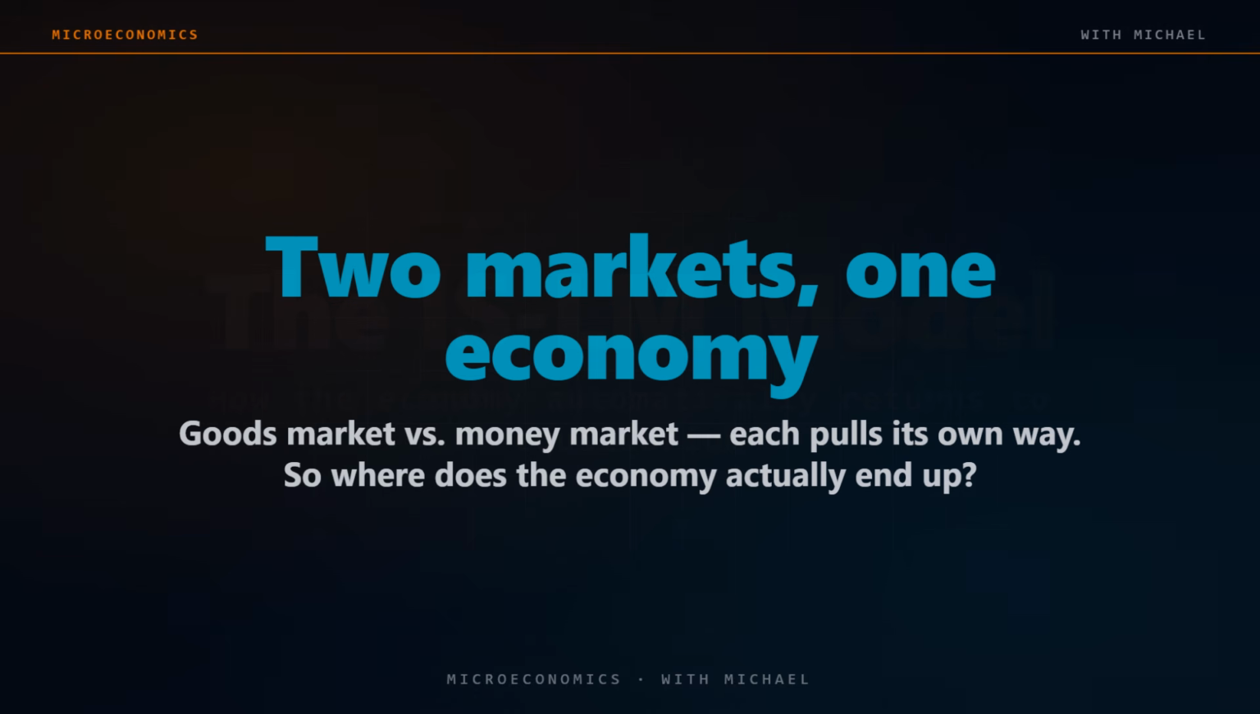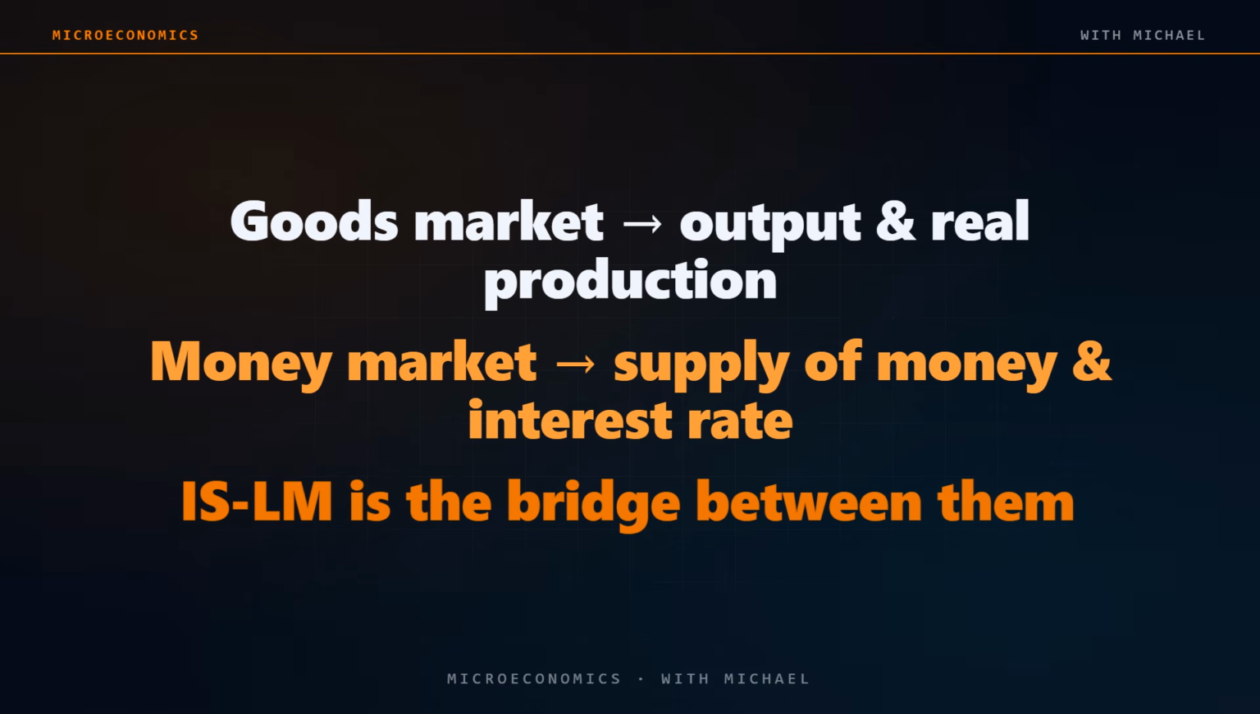Here is the central puzzle. Imagine two markets running side by side. On one side, the goods market, everything we produce, sell, and buy in the real economy. On the other side, the money market, where the supply of money and the demand for money interact to set the interest rate. Each market, on its own, would tell us a different signal about where the economy should be. One pulls one way, the other pulls the other way. So where does the actual economy end up? That is exactly the puzzle the ISLM model is built to solve.